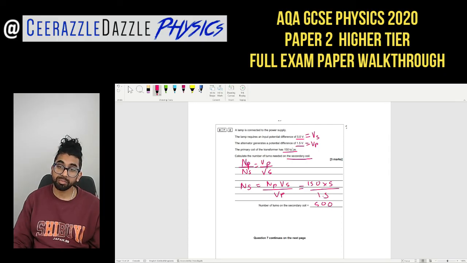Really tricky question because they try and confuse you. They have an input voltage, so you think that's the primary, but it's not. Don't forget the lamp is connected to it. That's why that's the voltage in the secondary. You need it to produce that voltage.